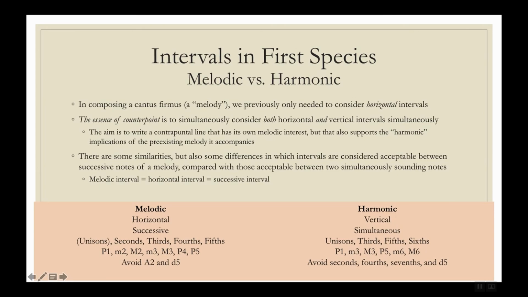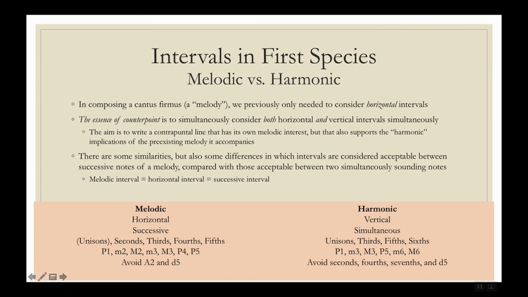And just to spell it out, you're going to have perfect unison, if you can, maybe. You might have minor seconds. You might have major seconds. You might have minor thirds. You might have major thirds. You might have perfect fourths. You might have a perfect fifth. You're not going to have a tritone, which would be either an augmented fourth or a diminished fifth. And you're not going to have that augmented second. So you're avoiding the augmented second and the diminished fifth.